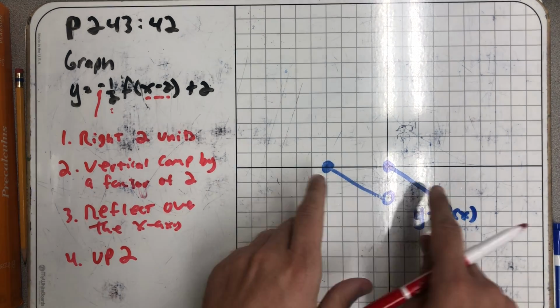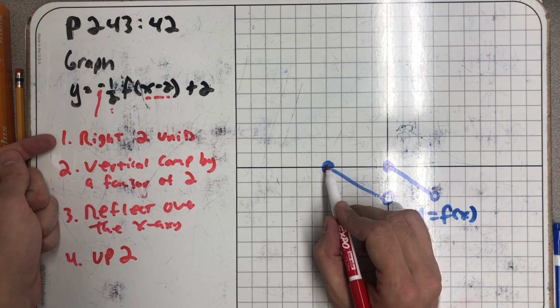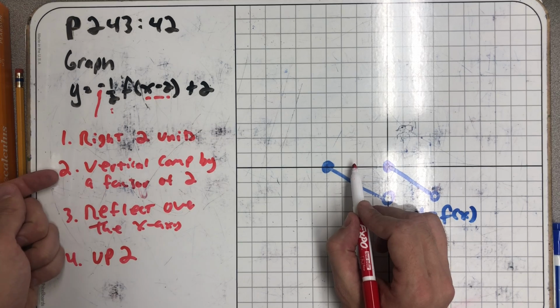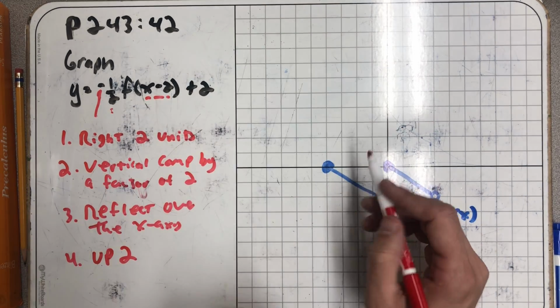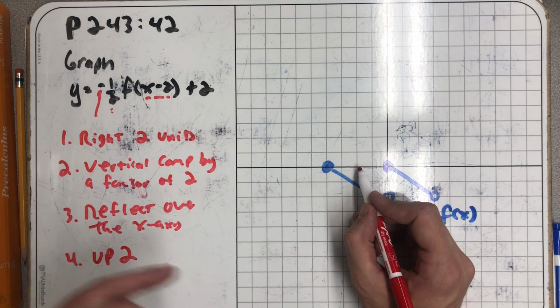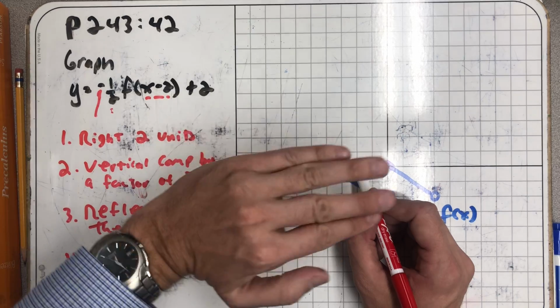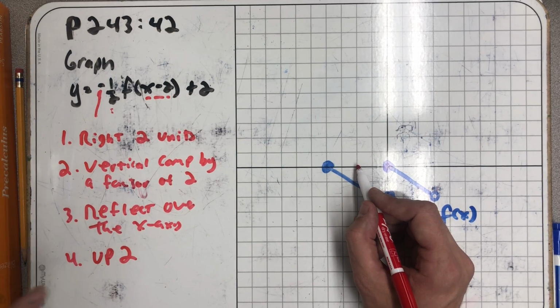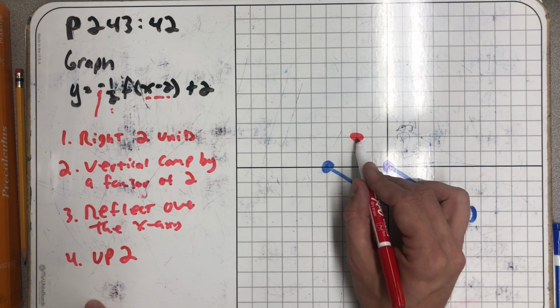All right, so I'm going to move these points around and hopefully get a graph. I'm supposed to move this to the right 2, so over 1, 2. A vertical compression is not going to affect this point because if I squish things on the x-axis, they stay on the x-axis. Reflect over the x-axis, still not going to do anything to it because it's on the x-axis, right? If I do a reflection, the middle stays in the middle, and then up 2. So this point becomes that one.